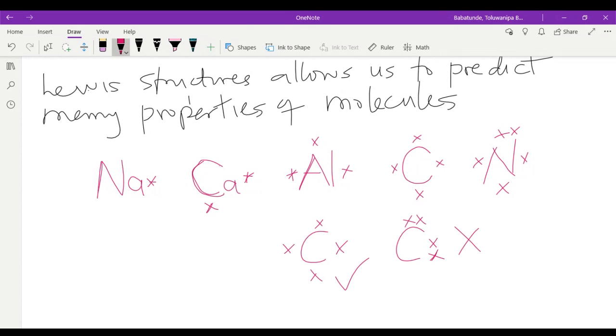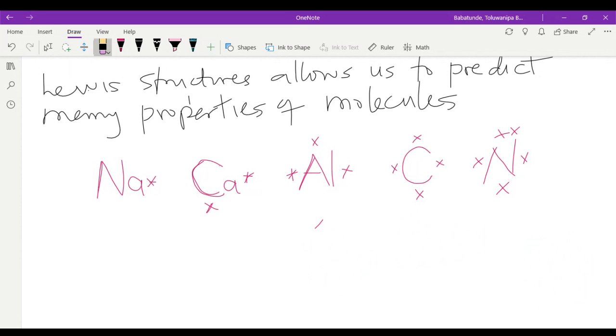We know nitrogen has 5. You do not say that because it has 5, you are going to do 1, 2, then pair it, then another one here, and another one here. So this is wrong. Let's make sure we remember that.